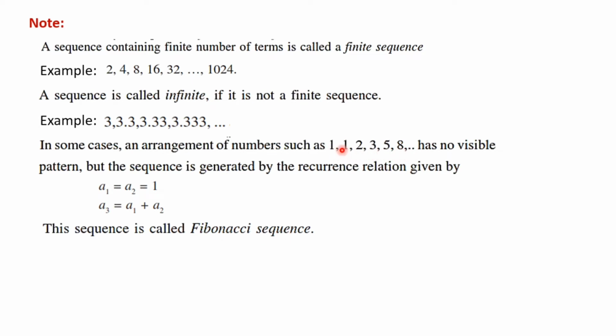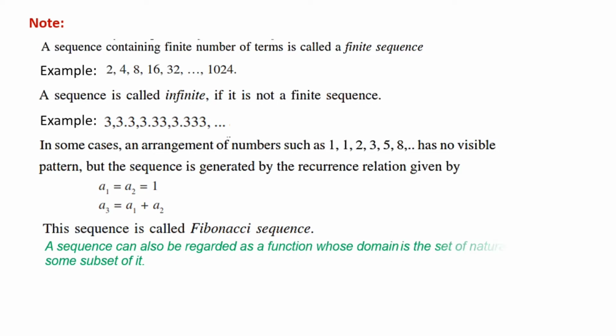Once again, first two terms are 1, and third term is getting by adding the previous two terms, means 1 plus 1 is 2. The next term is getting by adding the previous two terms, means 2 plus 1 is 3. The next 3 plus 2 is 5. Next 5 plus 3 is 8. So this arrangement of numbers 1, 1, 2, 3, 5, 8, etc. that is called Fibonacci sequence. A sequence can also be regarded as a function whose domain is the set of natural numbers or some subset of it. So in terms of function also a sequence is defined. It is a function whose domain, means input values, is the set of natural numbers or some subset of it.